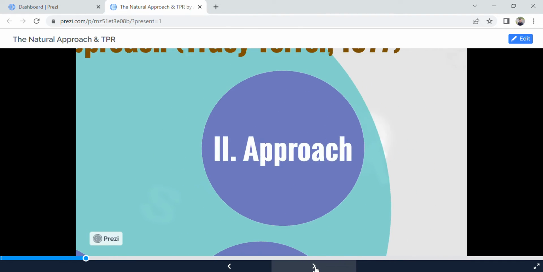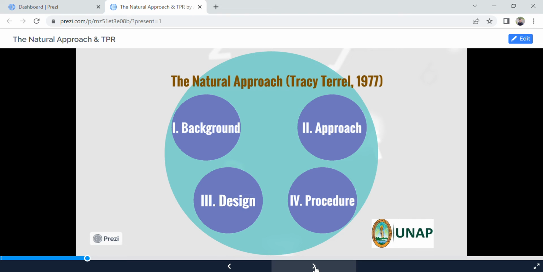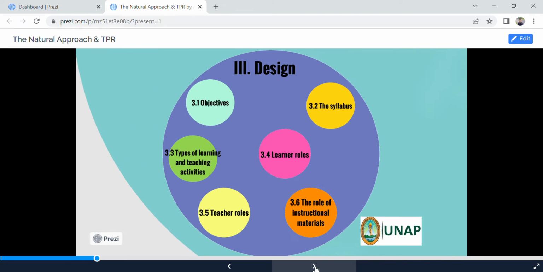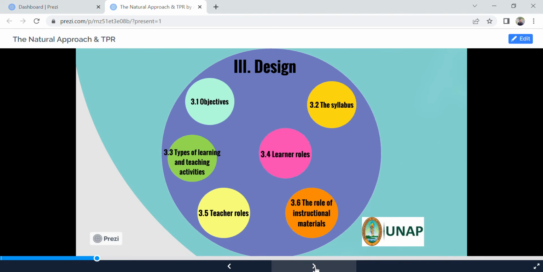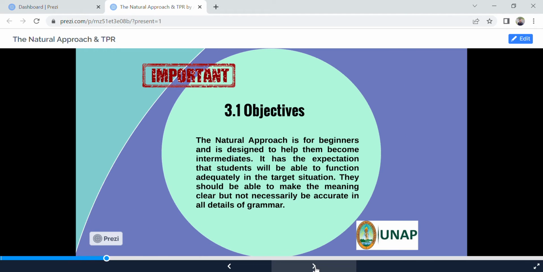The next point here is about the design. Okay, so how the syllabus is designed in this approach. What are the objectives? The natural approach is for beginners and is designed to help them become intermediates. It has the expectation that students will be able to function adequately in the target situation. They should be able to make the meaning clear, but not necessarily be accurate in all details of grammar.